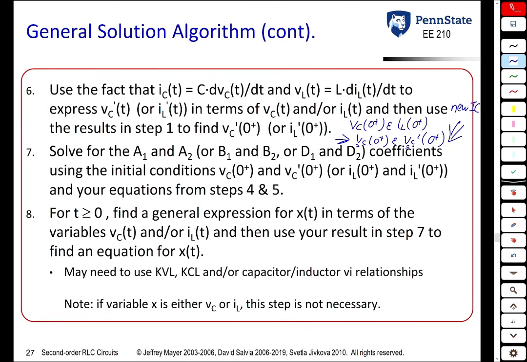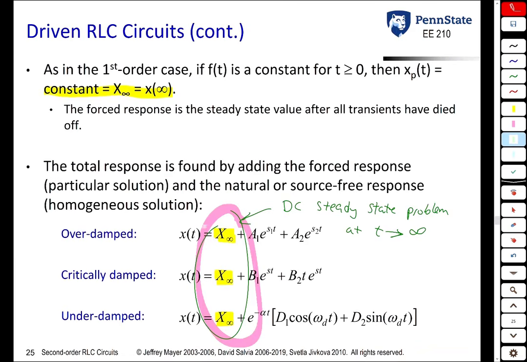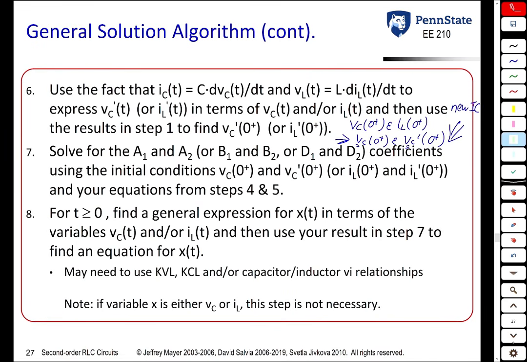Bottom line, in the driven case, there are only a couple minor differences. First off, in addition to doing a DC steady state problem at 0, you need to do a DC steady state problem at infinity. Second step that's different is step 4. We need to add this term before we solve for our coefficients. And other than that, all the steps are the same.